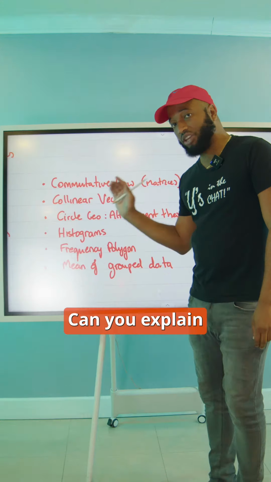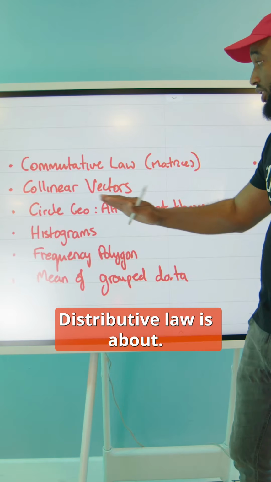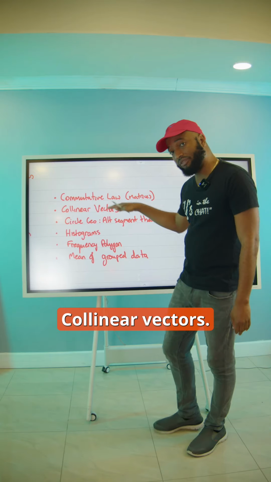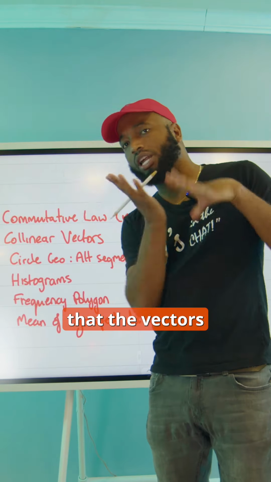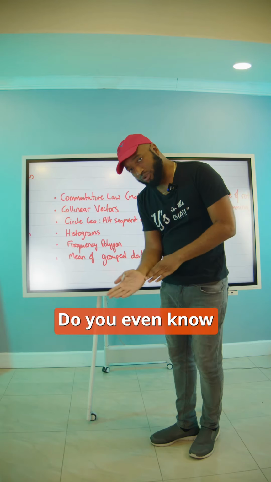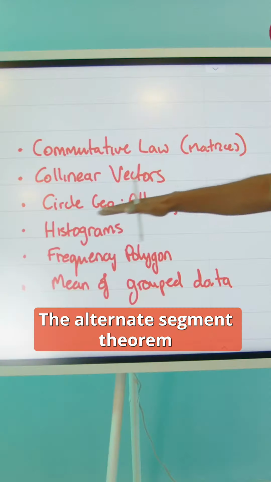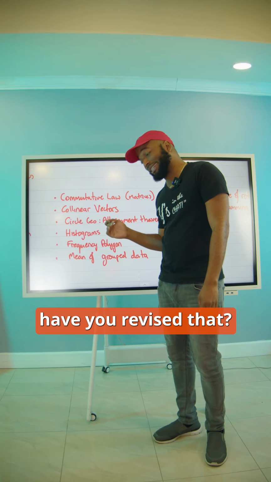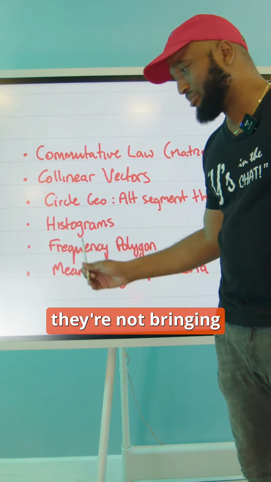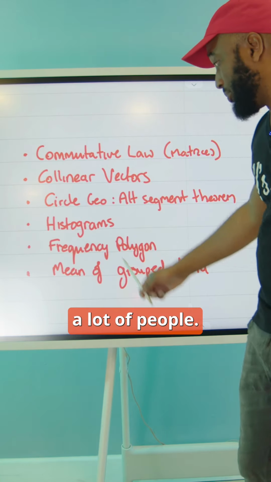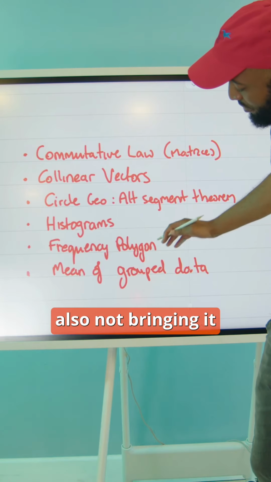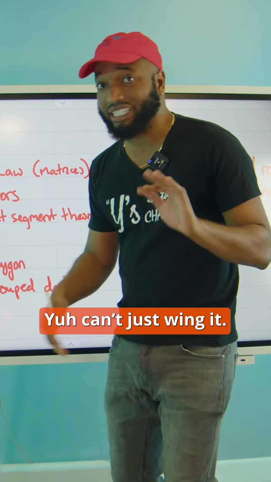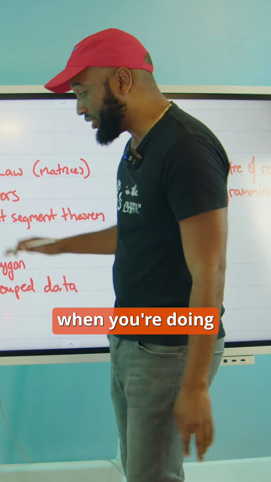The commutative law. Can you explain what the commutative law, associative law, and distributive law are about? But can you explain it in terms of matrices or in terms of composite functions? Collinear vectors. At the end of a vector question, they'll ask you to show that the vectors are collinear. Do you even know how to do that? Circle geometry. The alternate segment theorem is one of the trickier theorems to understand. Have you revised that? Histograms. For some reason, they're not bringing this as much, but if they do, it might surprise a lot of people. Frequency polygon also not brought that much, but these have some specific rules that you need to know. You can't just wing it. There are some specific need-to-know rules when you're doing these things.